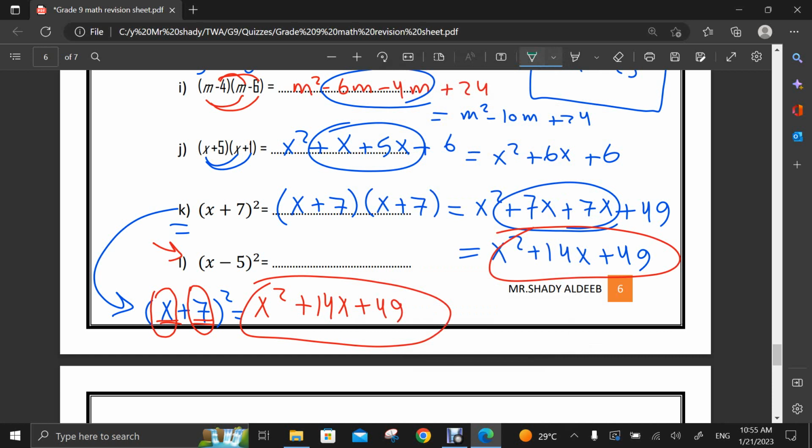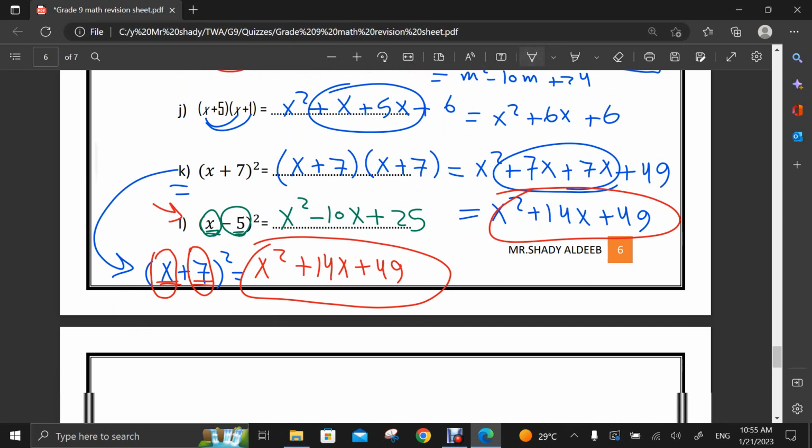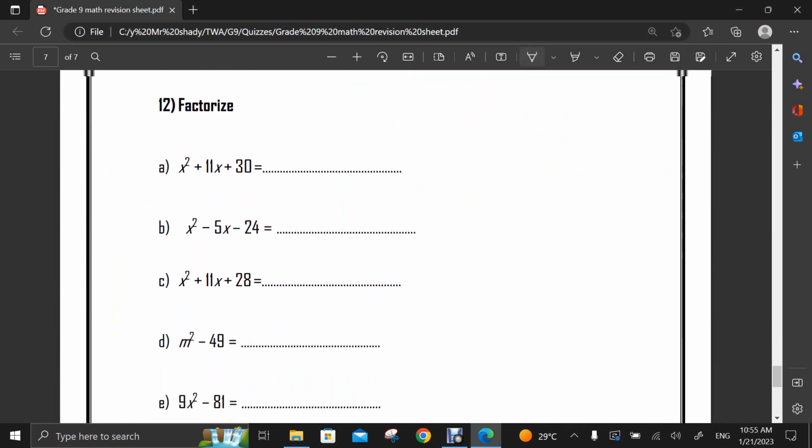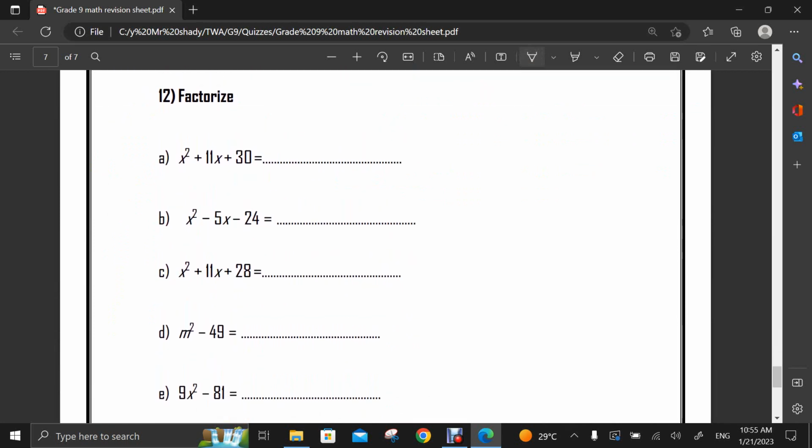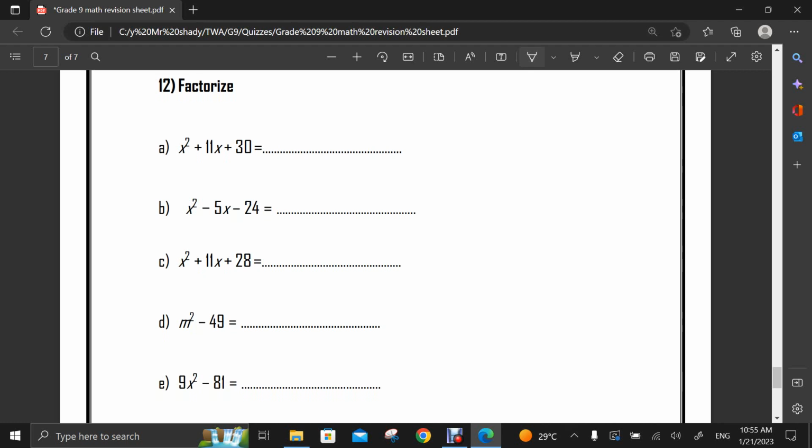x minus 5 power 2. So I'm going to use the second method, first one power 2, second one power 2, which is positive 25. Then in the middle, I'll multiply first term times second term, so x times negative 5, which is negative 5x. Then multiply by 2, it will be negative 10x. Now let's see how to factorize in the third part.